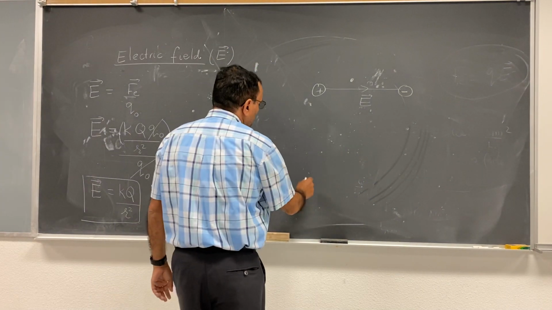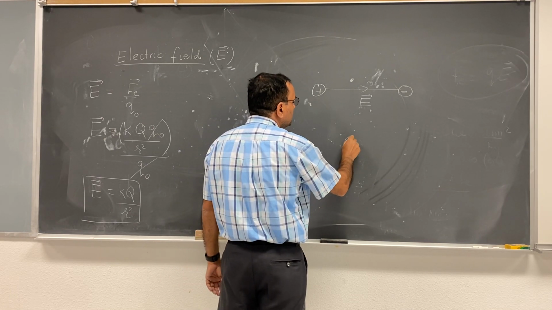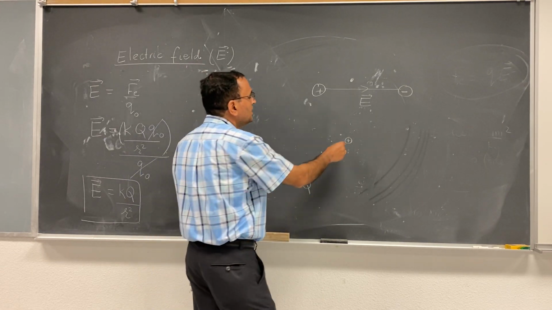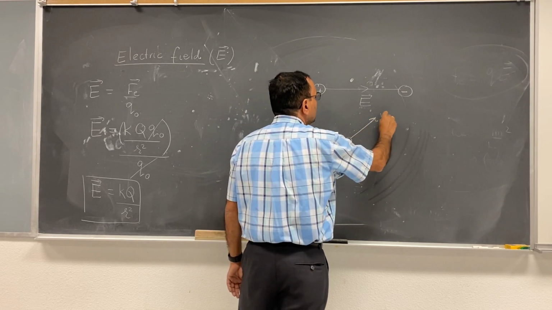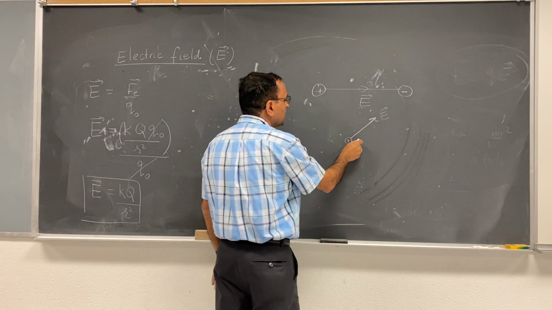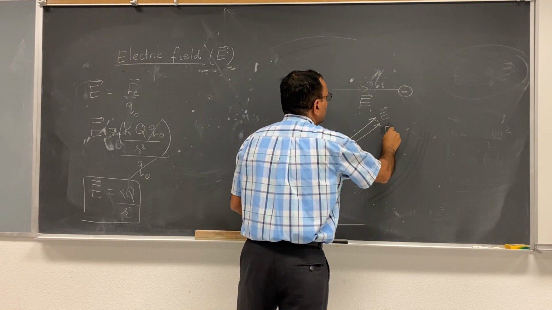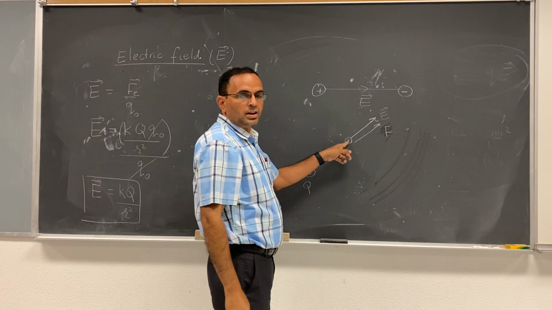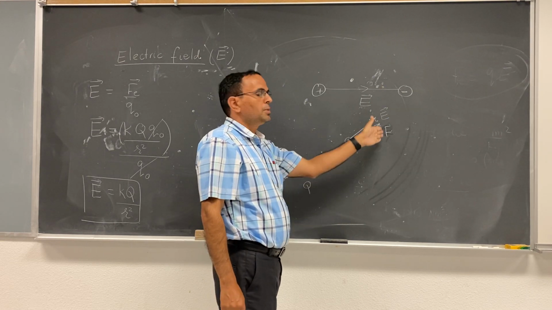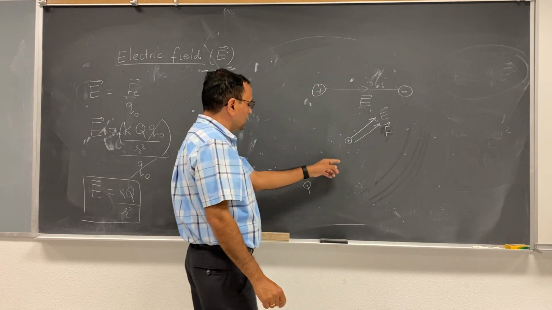For example, let us suppose you have a positive Q charge here and you have another charge. Let us suppose this is positive. So what is the direction of the electric field? The electric field is in this direction. This is your electric field. What is the direction of the force here then? The force is also in the same direction. If both are positive, the electric field is away from the positive charge, and the force is also away from the positive charge. Force and electric field are in the same direction in this case, if both are positive.